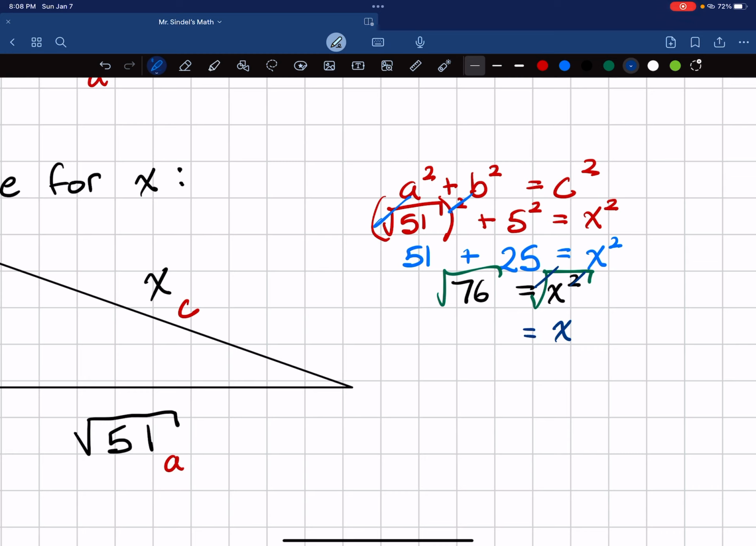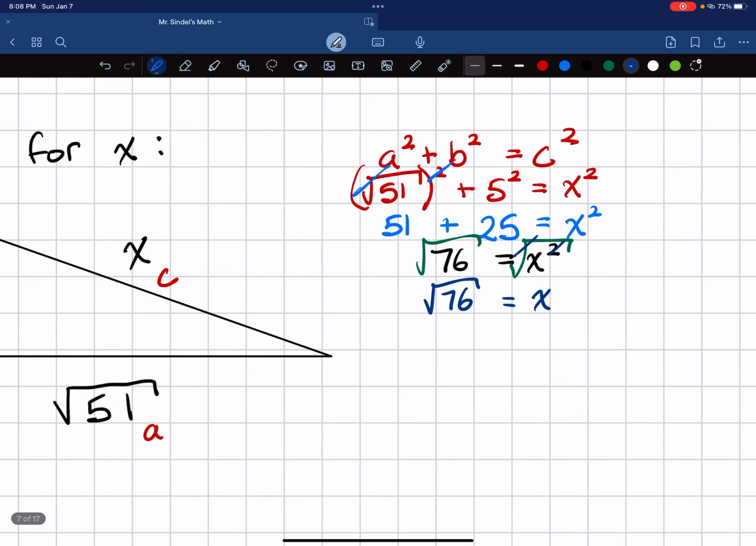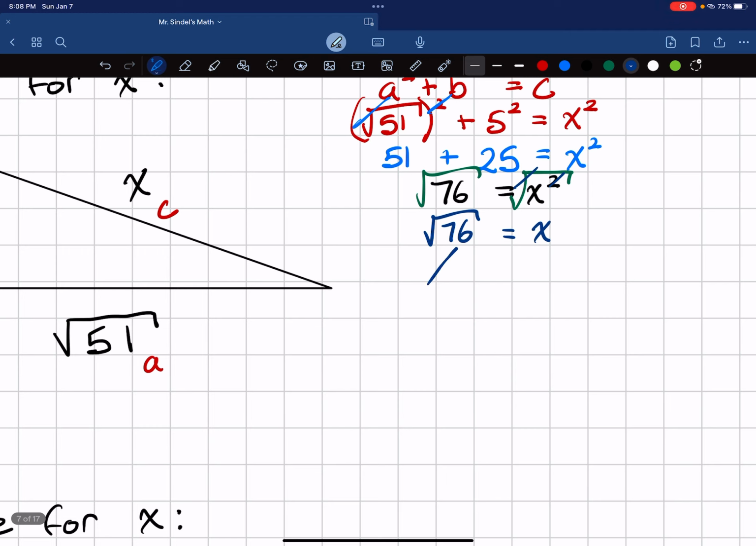just the x. And then over here, the square root of 76, I think that it could be factored, so I'm going to be careful. I mean, I think the answer is square root of 76, but it might be able to be reduced. So let's go ahead and check. Let's go ahead and do a factor tree. 76, I think 4 goes into that. I think 4 times 19, the square root of 4 times the square root of 19 is the square root of 76.